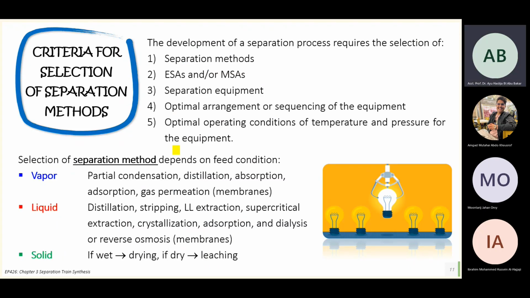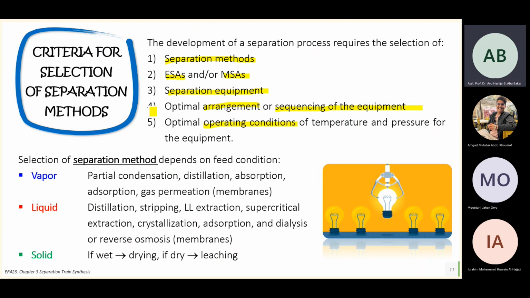Now, these are the criteria for selection of separation method. It requires selection of separation methods. What type of separation methods, the ESA or MSA? What type of equipment that you need to use? How is the arrangement or the sequencing of the equipment? And what are the operating conditions?